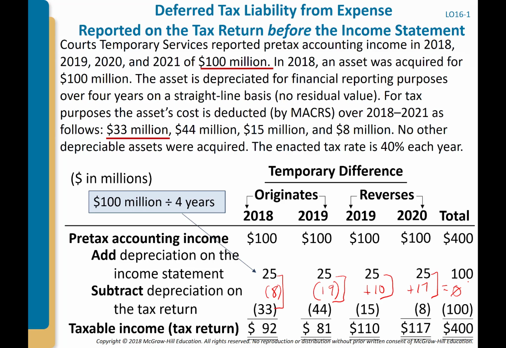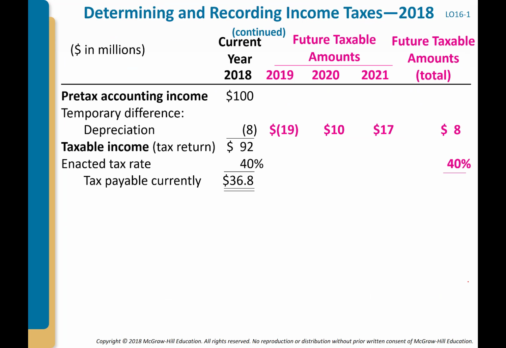But to come up with our deferred tax liability, we're going to look at the total difference across the spectrum here, to get our deferred tax liability for 2018. So you take a look and see how they calculate that. In that first year, the amounts that are attributable to future amounts are the 19 difference in 2019, the 10 difference in 2020, the 17. That's where I was saying 8, because I was looking at the future effect of the difference, right?